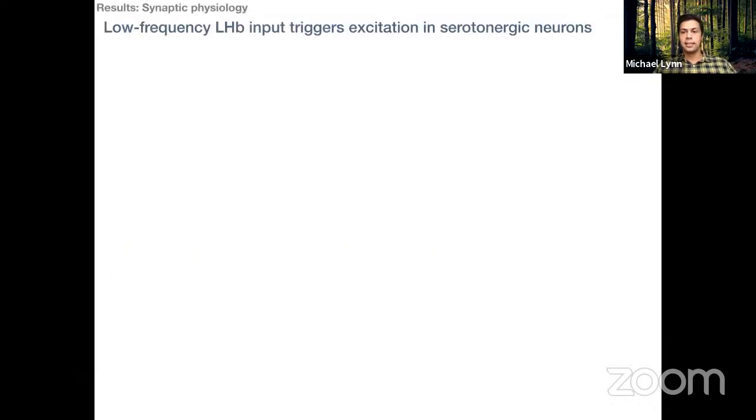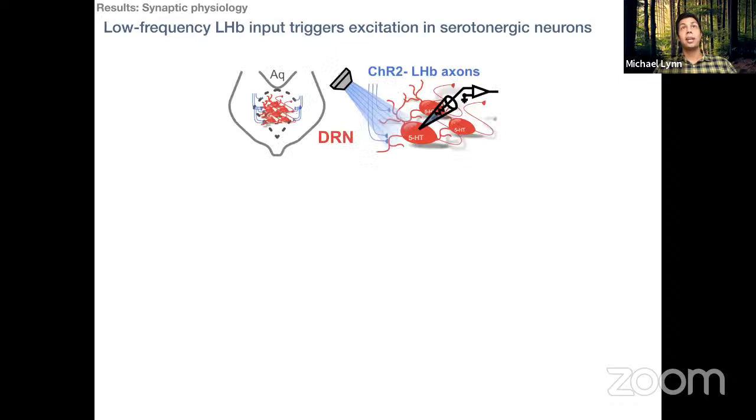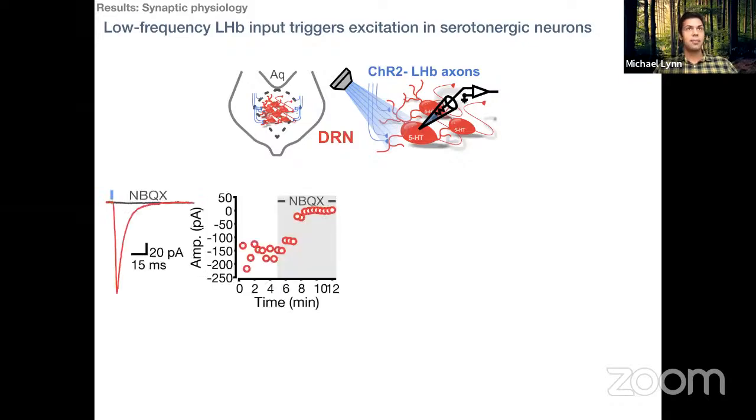So first, what does this input do? We're just going to use some simple synaptic physiology first to characterize this. We've injected habenula with an AAV expressing channelrhodopsin. We then make midbrain slices, we patch genetically identified serotonin neurons, and then we activate these habenula axons with short pulses of light. And when we do this, we see something really classic.